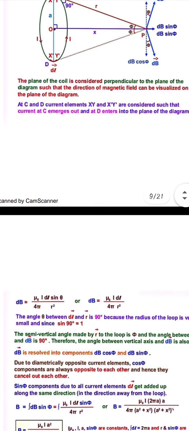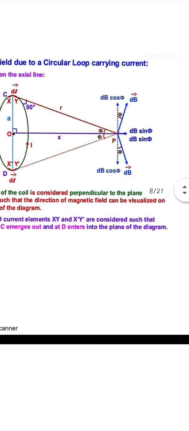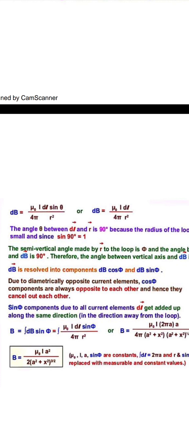From the figure you can see that we are taking two components of the magnetic field, the vertical and the horizontal component, dB sin phi and dB cos phi. All the dB cos phi components are in opposite directions, so they cancel each other. But all the dB sin phi vertical components add up along the axial position. So the magnetic field at the point P is due to only the vertical component, dB sin phi. The sum of all the dB sin phi will be given as the magnetic field. So B equals the integration of dB sin phi, which is mu naught upon 4 pi I dl sin theta upon r square.